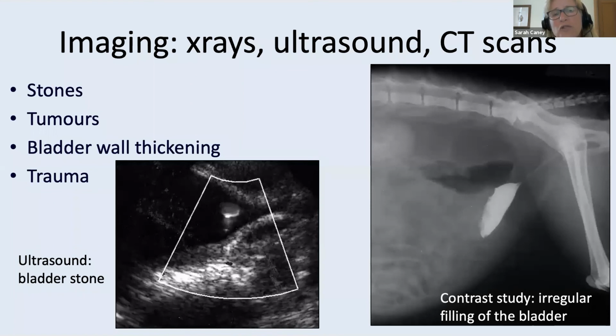We can't, unfortunately, ultrasound the urethra, the tube from the bladder to the outside, because of other structures in the way. So if we suspect a problem there, ultrasound is a little bit limited. X-rays can be much more helpful for that.